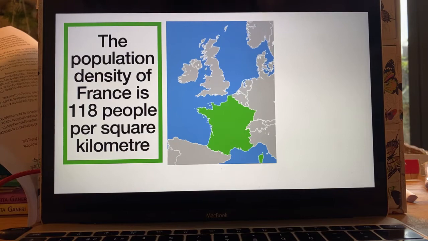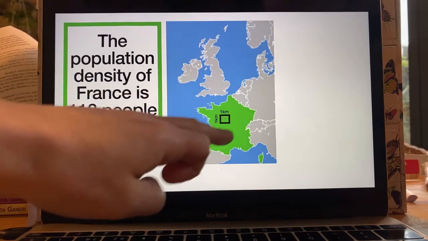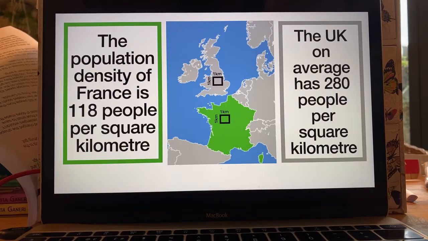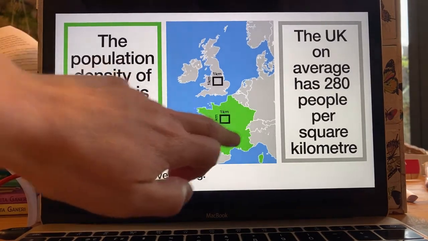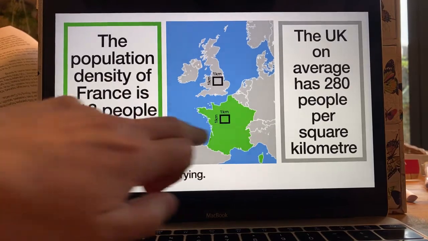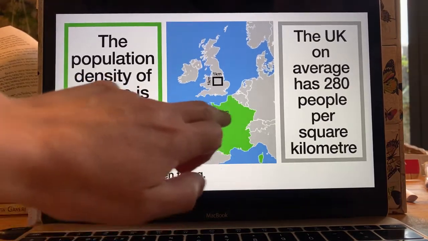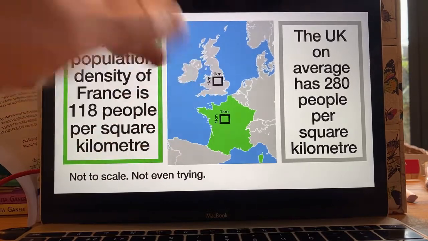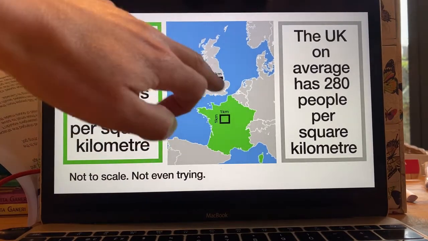If you're into geography, you might have heard of population density. The population density of France is 118 people per square kilometre. If you put a square kilometre on France, you would on average have gathered 118 people in your square. Whereas in the UK, on average, there's 280 people per square kilometre.